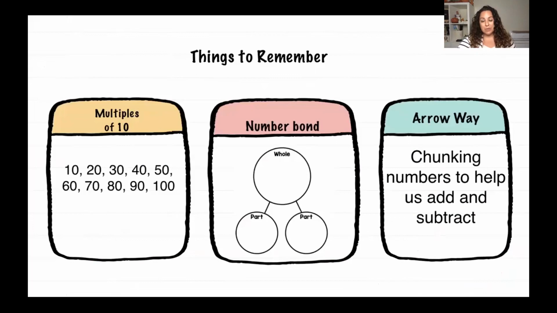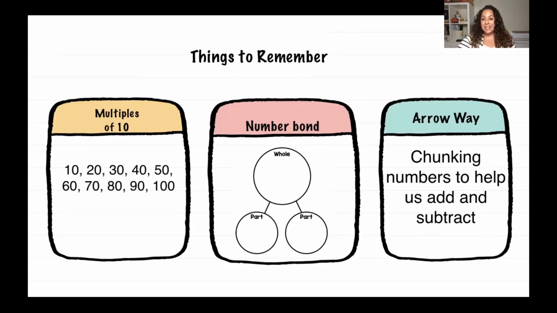Things to remember. There's some things that we just have to remember, and one of those is multiples of 10. We've been talking about this, and you probably hear the word multiple and you think of multiply, and you think, I'm in second grade, I haven't learned how to multiply. Well, multiples of 10 just means any number when you're counting by 10. So that's 10, 20, 30, 40, 50, 60, 70, 80, 90, and 100. And there's more, but I'll stop at 100.